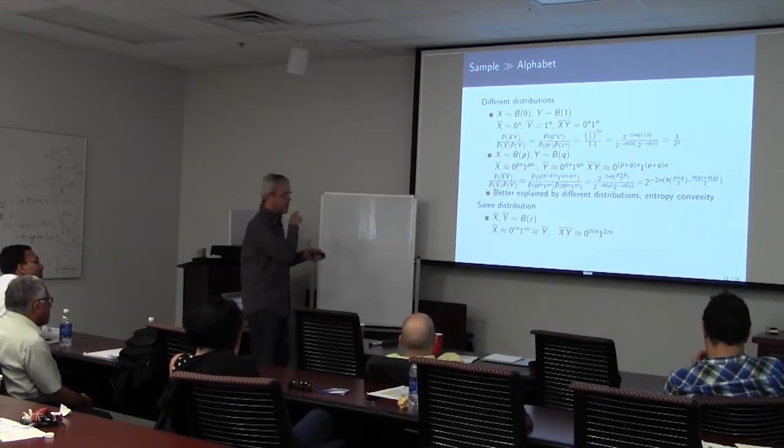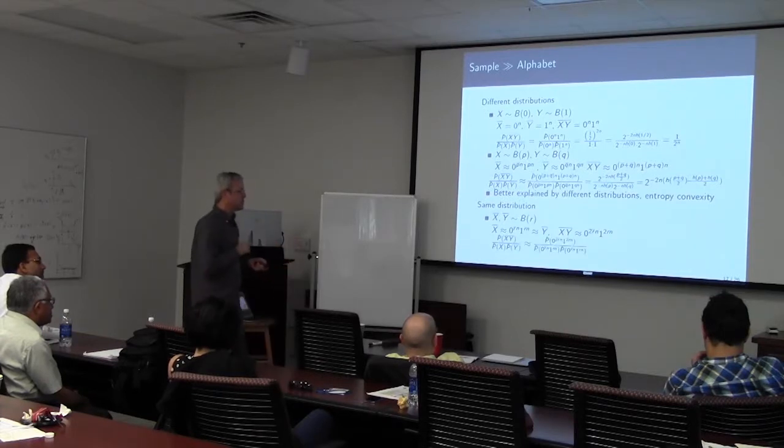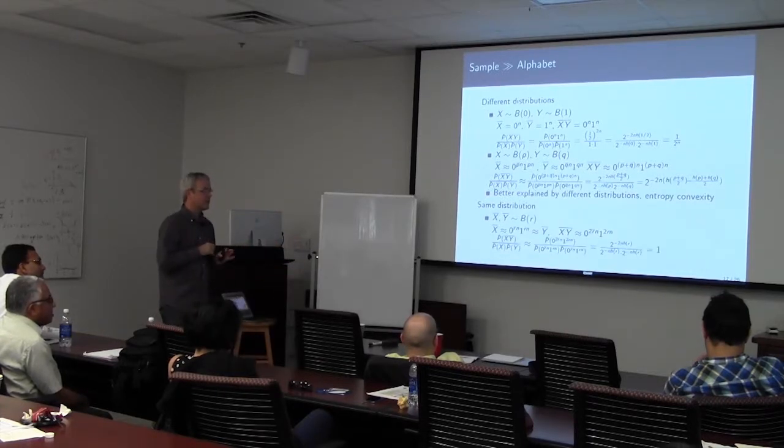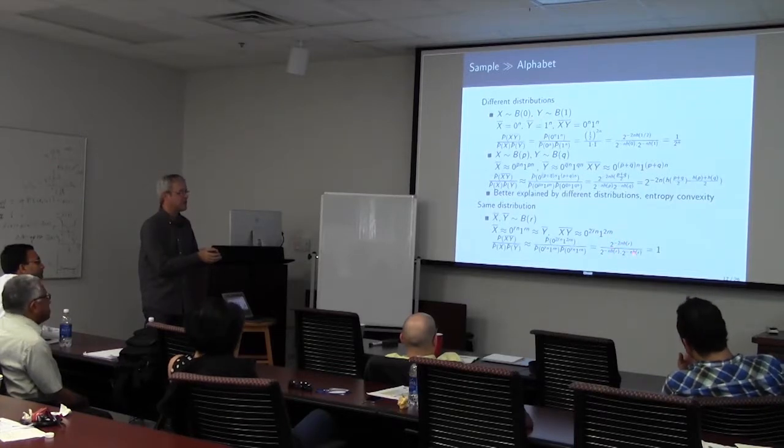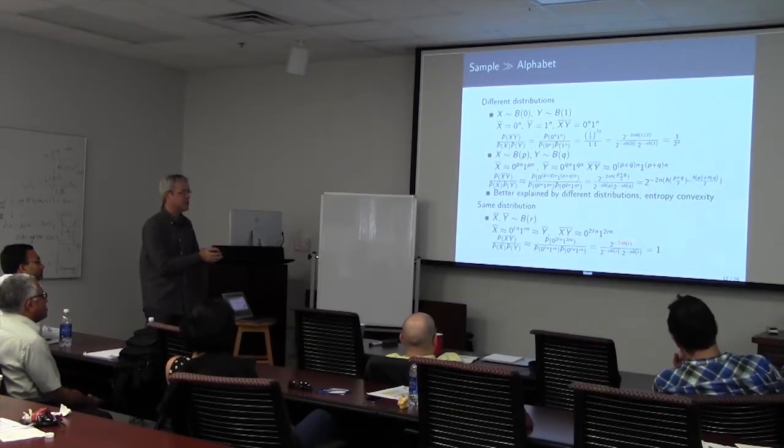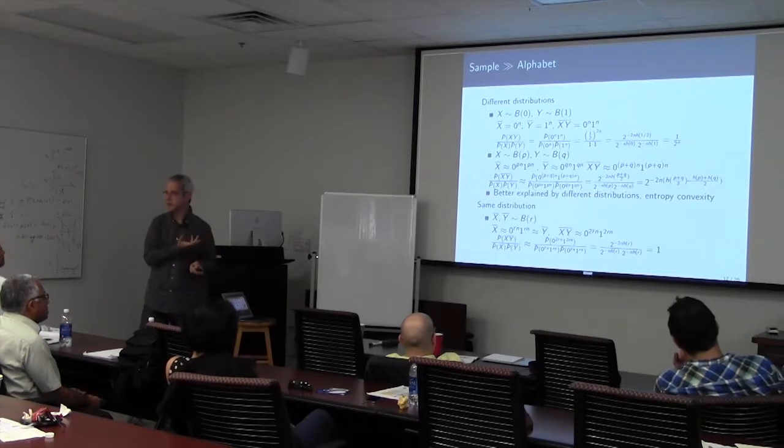And so will the concatenation. And so when you look at the ratio, you'll get roughly 1, because you'll get 2 to the minus n h of r and 2 to the minus n h of r, and here 2 to the minus 2 n h of r, so this 2 will cancel.